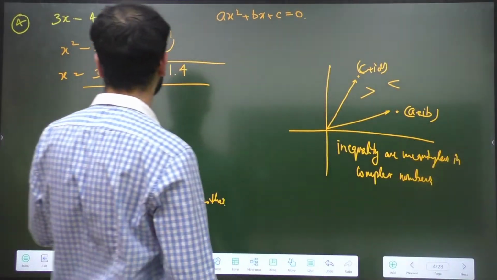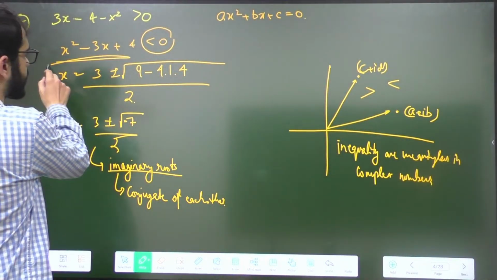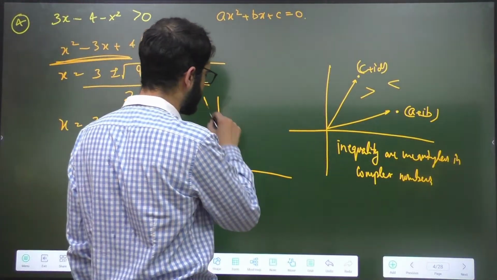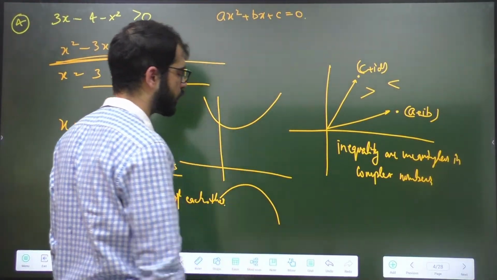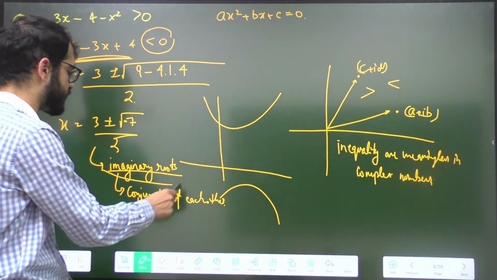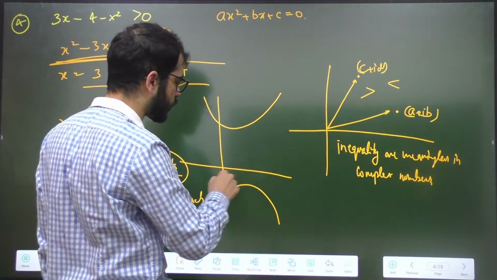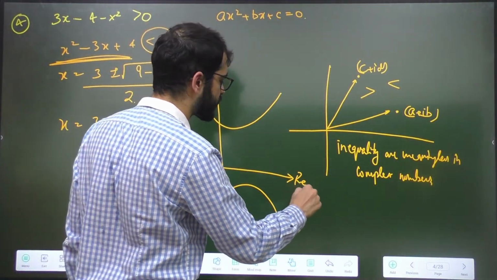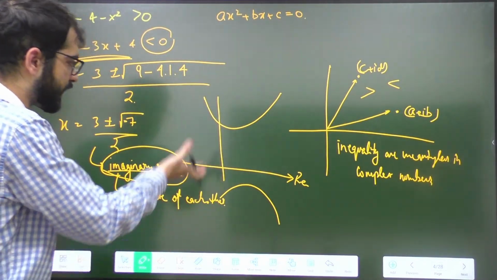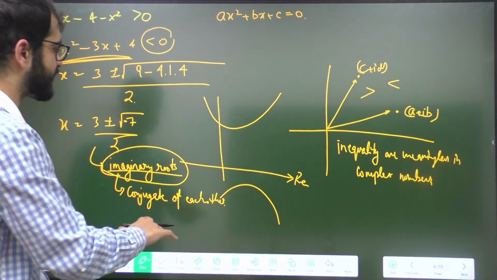Let's move forward to this question. Since it has imaginary roots, the answer would either be an upward open parabola or a downward open parabola. Since the inequality has no meaning and it has imaginary roots, that means the graph is never going to cut the real axis. If the graph is never going to cut the real axis, what can I say about it? It will always be greater than the real axis, or it will always be less than the real axis.